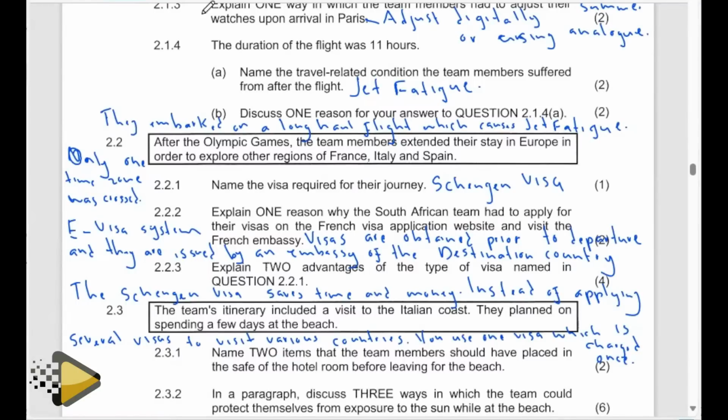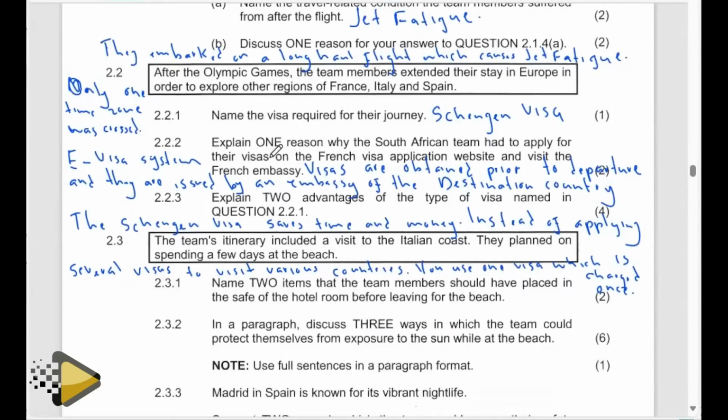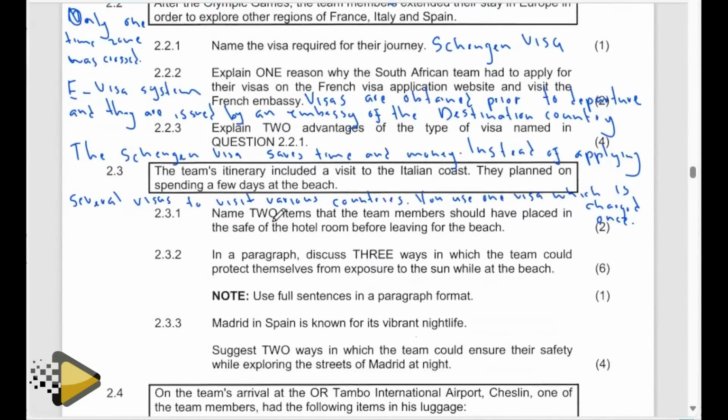Now, let's go to the next question. 2.3.1, name two items that the team members should have placed in the safe of the hotel room before leaving for the beach. So obviously, if you are carrying your jewelry, then if you are also carrying your travel documents, perhaps the original travel documents, that is your passport together with the visa. You can move around with copies of travel documents.